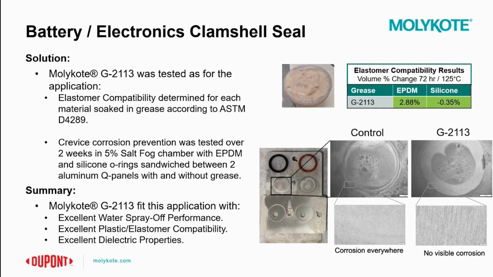So to reach a solution, we performed a sequence of tests to evaluate several MOLYKOTE products against the customer's incumbent materials. To start, elastomer compatibility testing was performed for both the silicone and EPDM elastomers in this application. The customer insisted the product was compatible with each so the seals would not deteriorate over time. Along with that, we developed a crevice corrosion test to run over several weeks in a salt fog chamber. As shown in the figures on the right, we sandwiched an EPDM and silicone elastomer between aluminum panels and coated each with the lubricants to be tested. Upon completing the tests, we were able to evaluate the crevice corrosion prevention for each material.